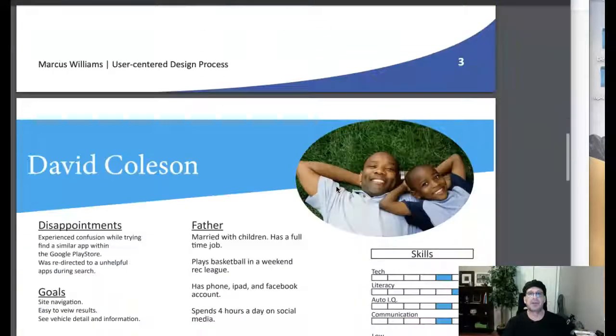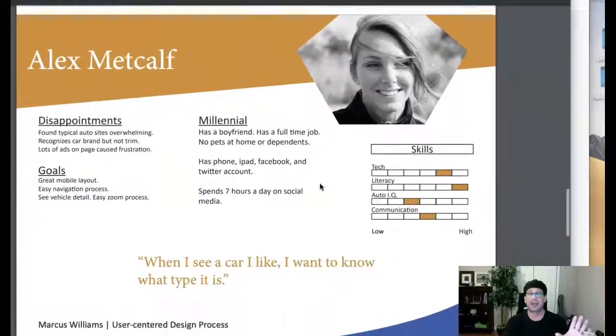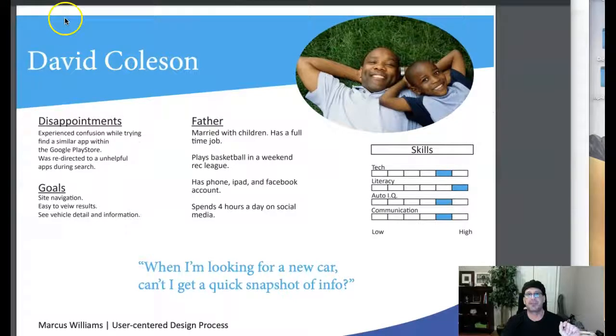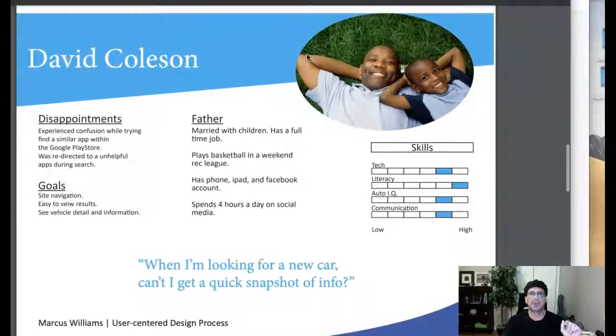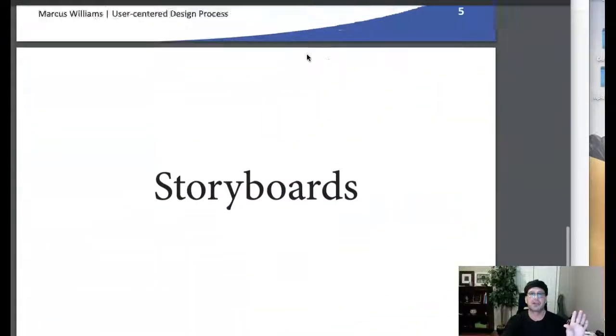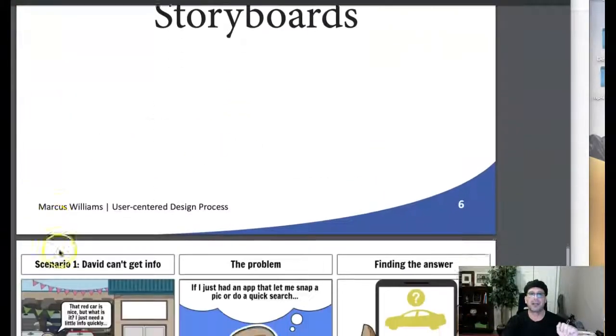Then what we need to do is, these are some of the best persona pages I've ever seen. This is outstanding. Tech literacy, auto IQ, communication. This is excellent stuff right here. Outstanding. As I said, these are the best personas I've seen. But make sure you title your page so we know these are personas. Okay, at this point, what you do is you would take these personas. Here's your storyboard right here. Your storyboard should be based on your persona. So take the individual, take Alex, and put her right in the storyboard.